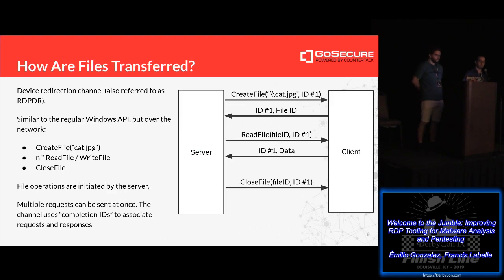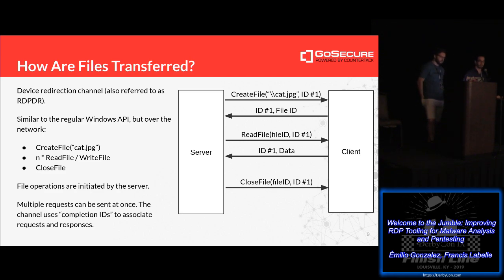So about the device redirection channel. How are files transferred on an RDP connection? It's actually pretty simple. It's almost the same as doing it on a physical machine, but over the network. So you have create file calls, you have read files, change offset, write files, close files. What's important is that all the file operations are initiated by the server, and it's going to be a bit important later on.